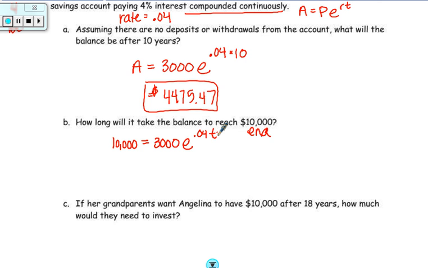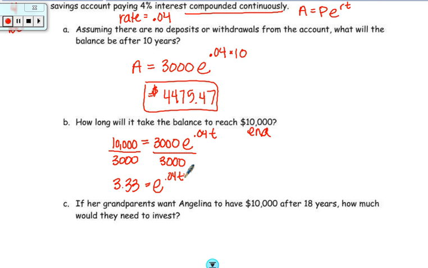So that's why on the first page of these notes, I showed you how to solve a problem that has e in it. So how do I get this part with the e by itself? Because I need to be able to find time. So I'm going to divide by 3,000 because I need the e to get all by itself. So 10,000 divided by 3,000 is like 3.33 equals e to the 0.04 times t.